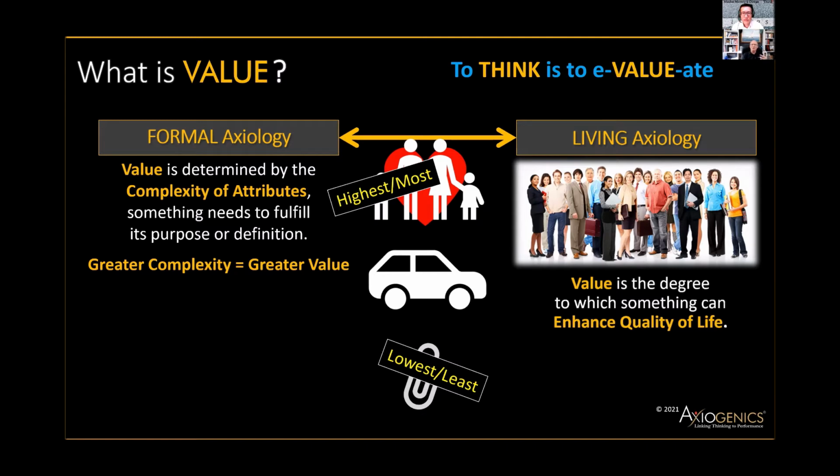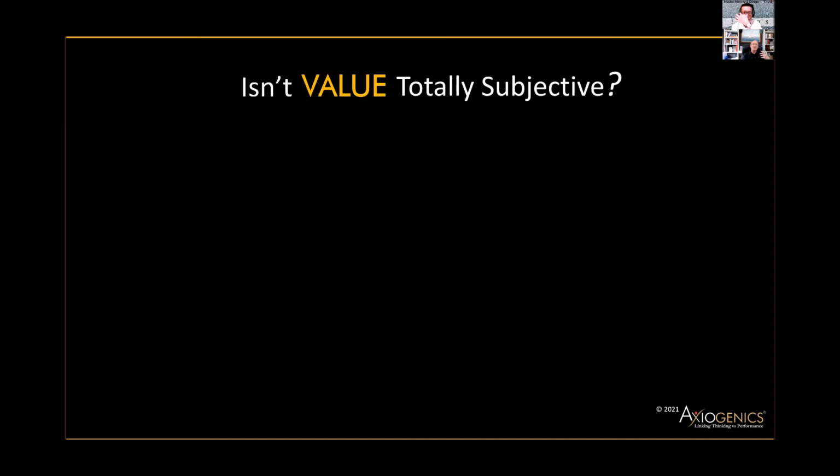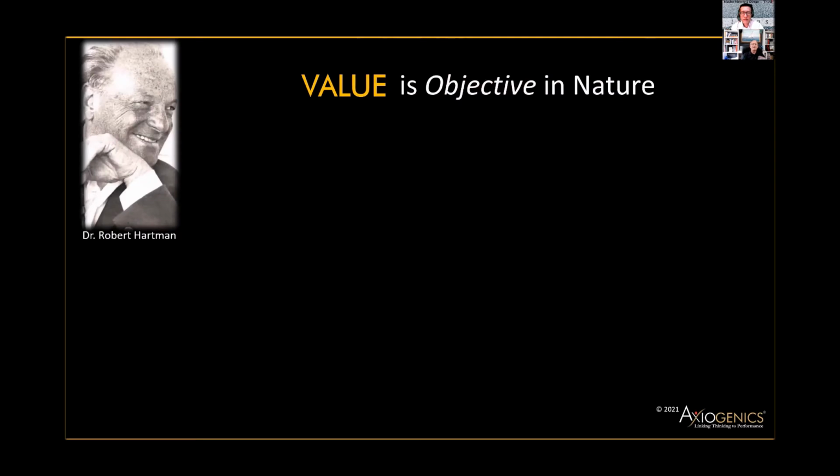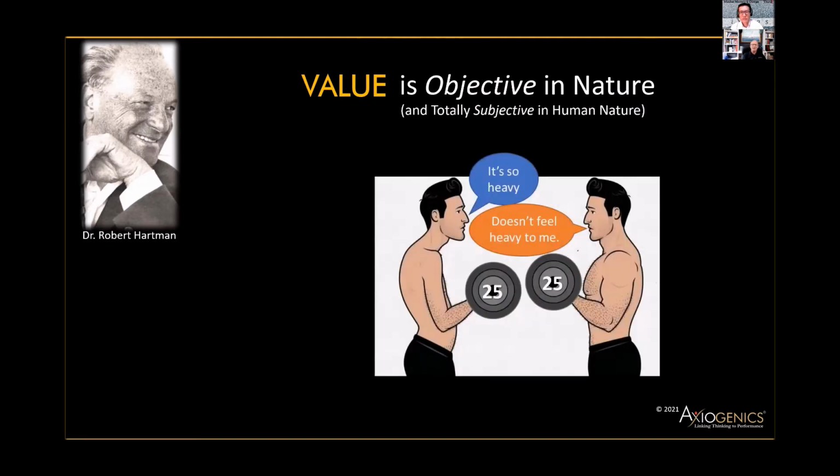And people wonder, well, wait a minute, isn't value totally subjective? Well, it is, but only in the human mind. It's a myth that it's only subjective. Dr. Hartman was able to prove that value is objective in nature, but purely subjective in the human mind. Like the example I gave of something can be really heavy to one person, but to another person, the same amount of weight, from a laws of physics standpoint and gravity, it can be the same 25 pounds or 25 kilograms, but to one person it feels heavy, and to the other person it feels very light or not so heavy.